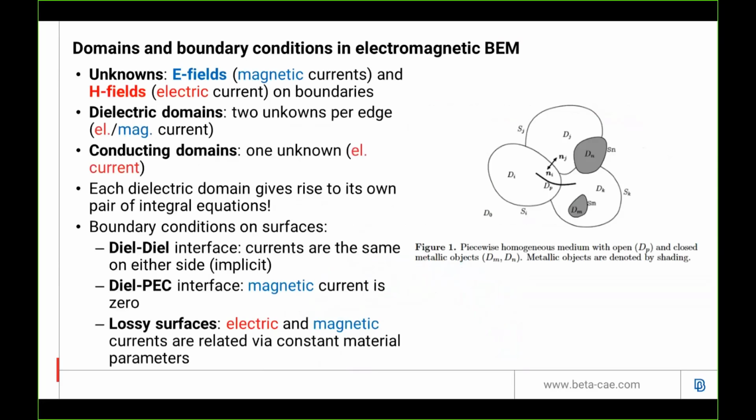In the case of electromagnetics, the unknowns that we have to calculate are the electric fields and the magnetic fields, or H fields as we call them, on the surfaces of the objects. The E fields give rise to magnetic currents, and the magnetic fields give rise to electric currents on boundaries. And the typical situation that arises in such problems is represented in figure 1 on the right, where you have multiple objects which can have contact to each other or not.